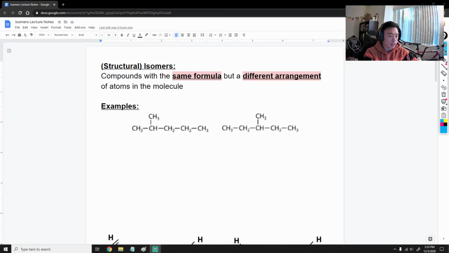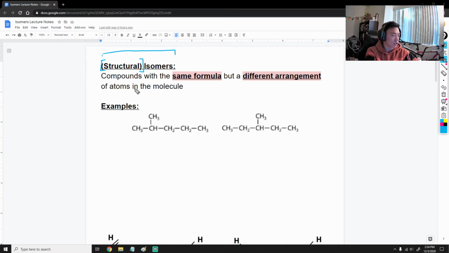Alrighty guys, so in today's lecture we're going to be talking about something called isomers, but for this class we're going to be sticking to a specific type of isomers called structural isomers, okay? I'm going to say the word isomers, but just know that when I say that I'm referring to this specific type. There are a lot of different types of isomers, but they kind of go beyond the scope of this class. For this class, when I say isomers, I mean structural isomers.